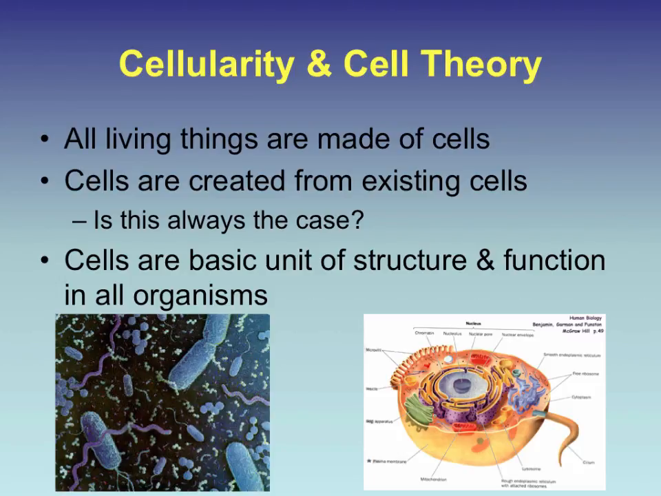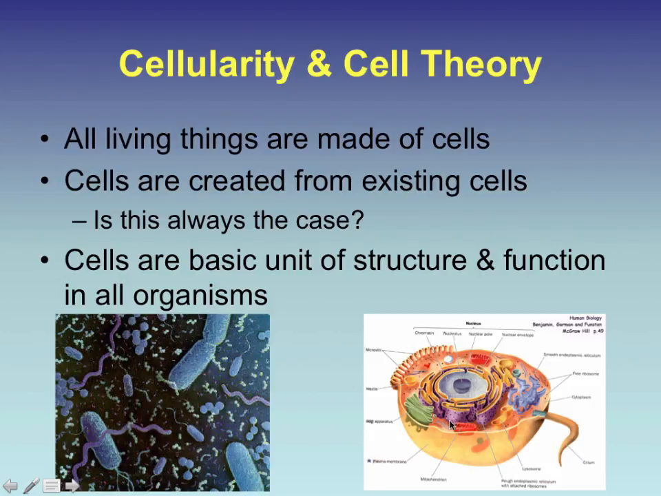In other words, nothing smaller than a cell can be considered alive. We look at this fancy picture down here on the bottom right. We've got a cell with a bunch of stuff. We have a nucleus, smooth ER, ribosomes and cytoplasm, flagella, cilia kinds of things, lysosomes and rough ER and mitochondria and plasma membranes and all kinds of fancy stuff inside that cell.